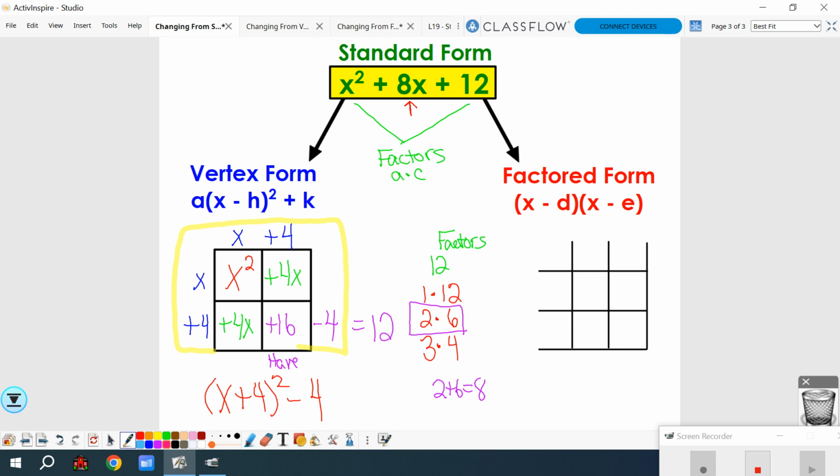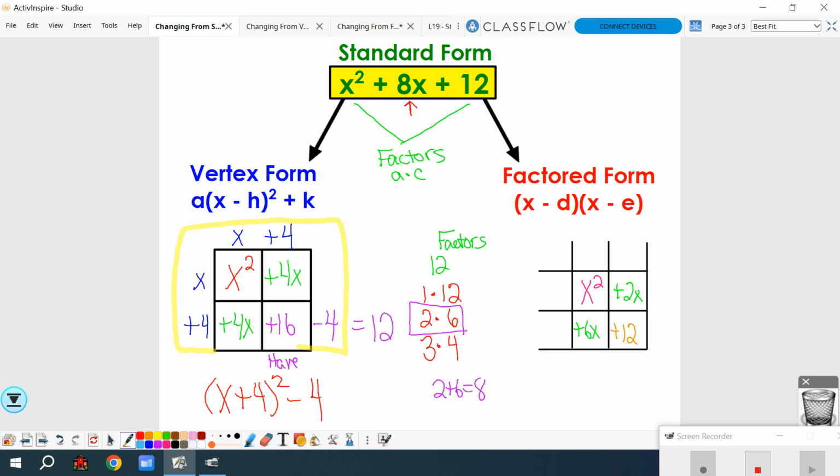So again, just like in standard form, my x squared term goes here. I'm going to put my 12 right down there. And then I'm going to take those other two factors that I found, the 2 and the 6, and I'm going to put them one in each box here. I'll have 2x, and I'll have 6x.